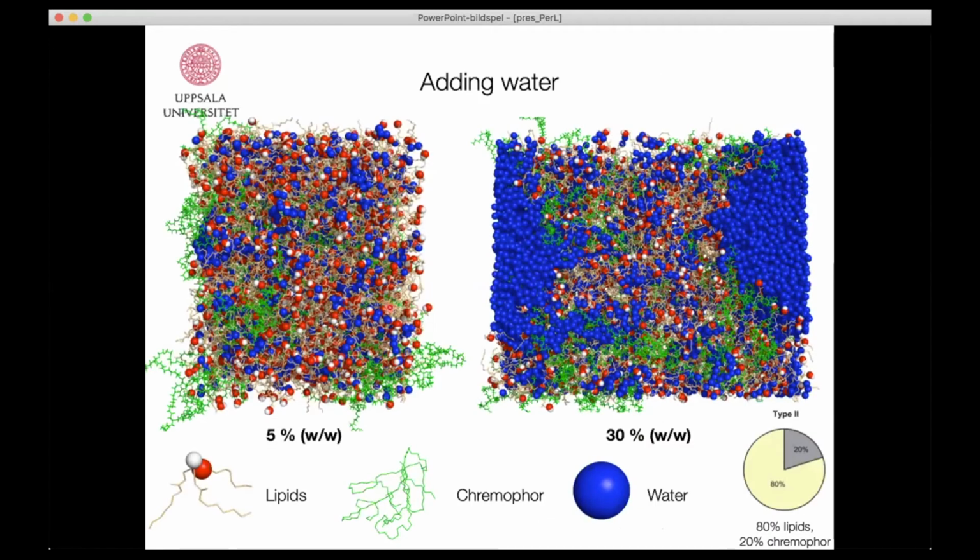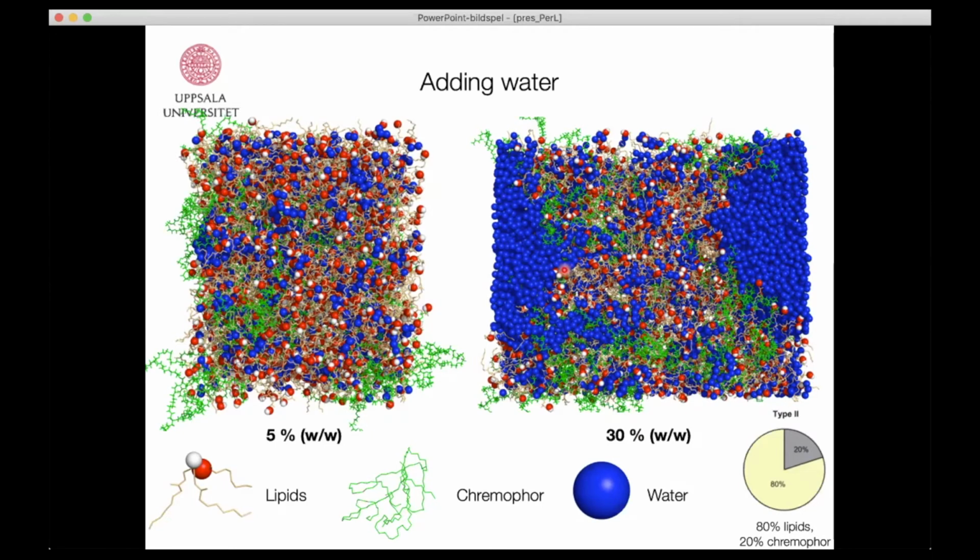And when we add water, so this is the same type 2 formulation, adding in 5% by weight of water, and then adding in 30%, we obviously drive the system more and more towards a phase separation. In the case of 5% water, the components still appear to be reasonably well mixed, in the sense that we don't see any single clustering of the water molecules, at least on the time scale that we have simulated. Whereas if we go up to 30% water, we start to see a phase separation.